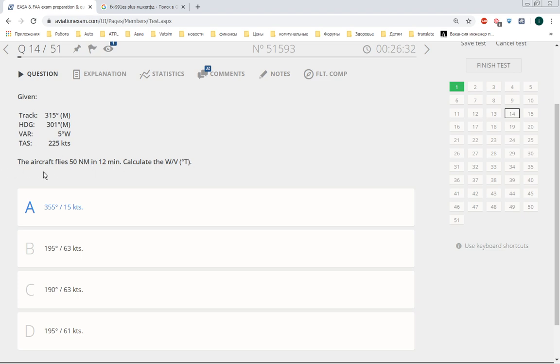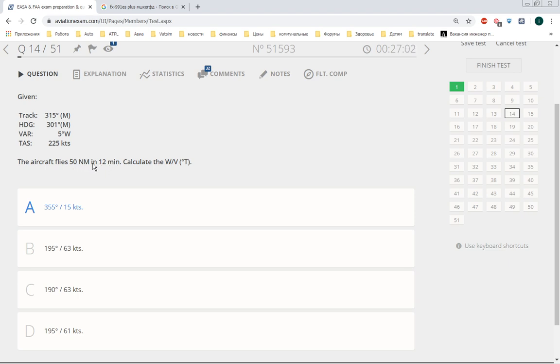First of all, for solving wind correction tasks, we need four things. First of all, track. Second, heading. True airspeed and ground speed. For solving ground speed, it's basic math. We just need to understand that during 12 minutes the aircraft flies 50 nautical miles.